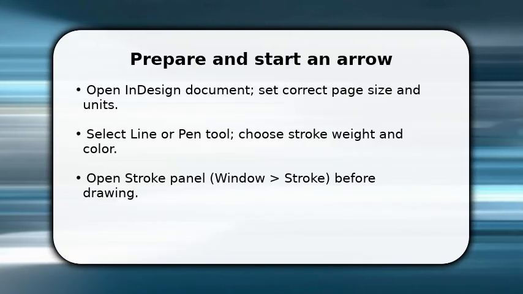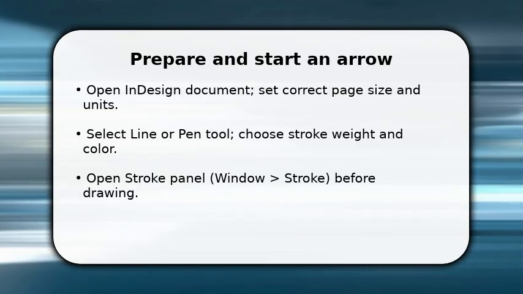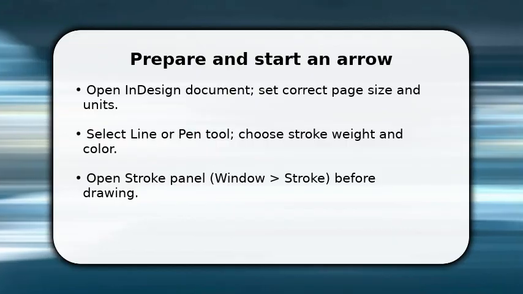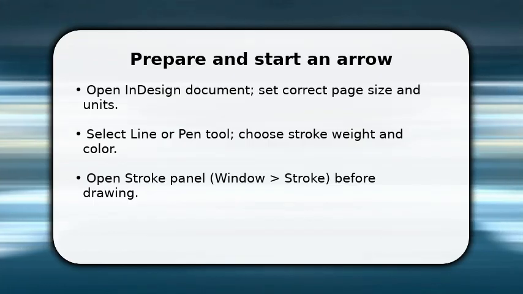Next, pick the line tool for straight arrows or the pen tool for custom paths. Click and drag to draw a line while holding Shift to constrain angles. Once the path exists, keep it selected. You'll apply arrowheads and refine proportions in the next step.